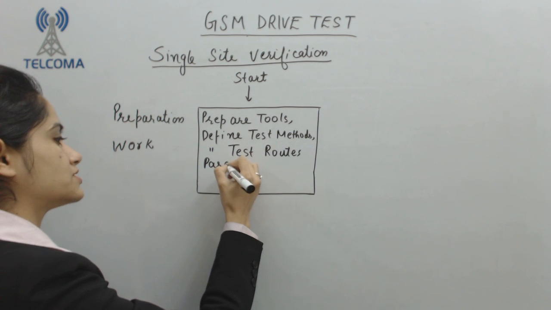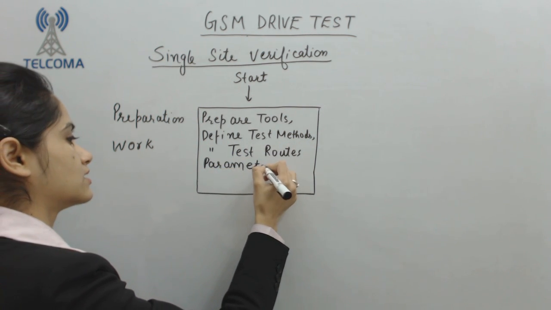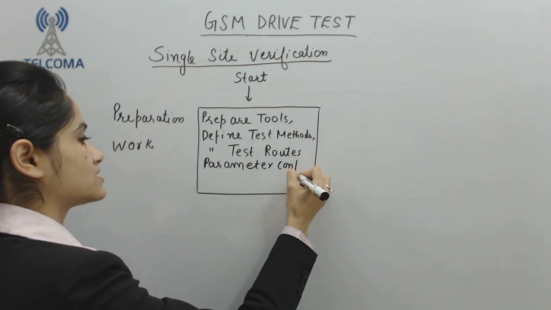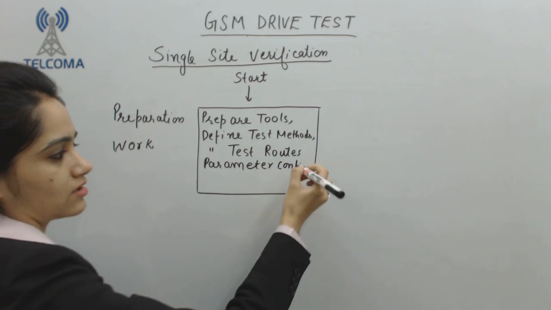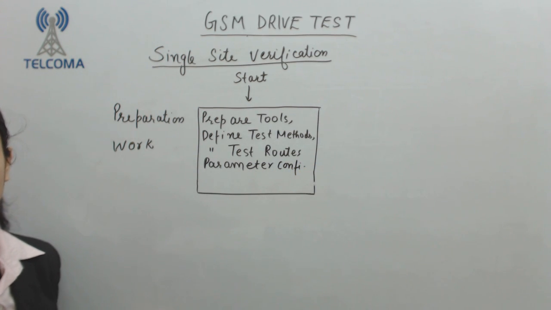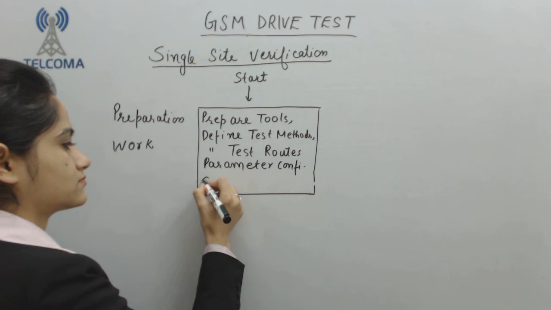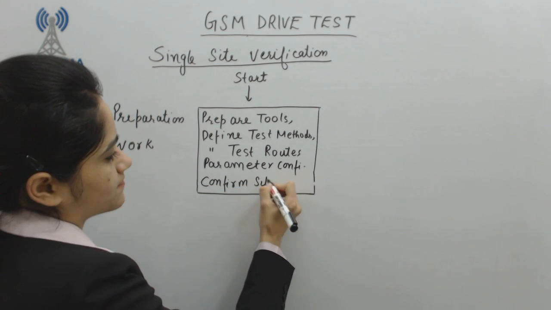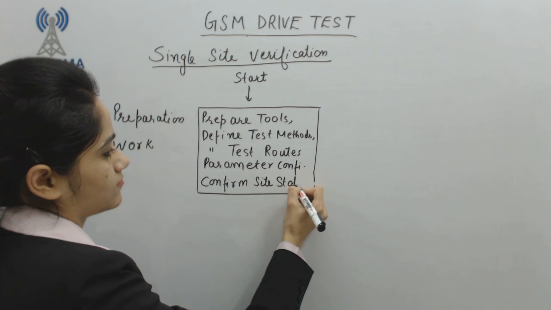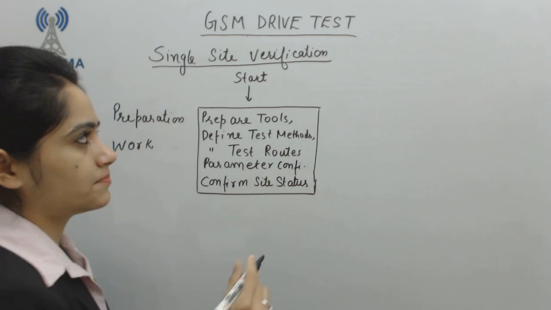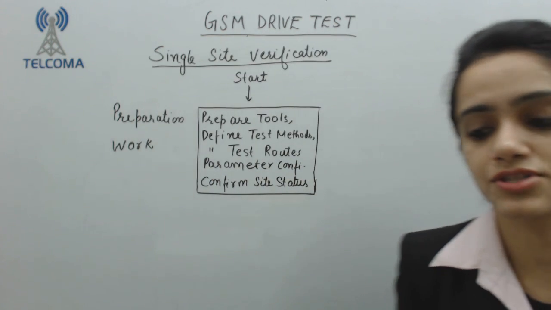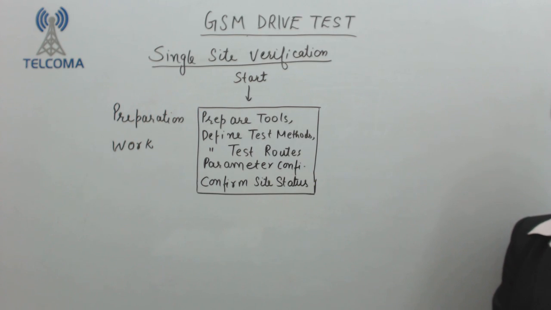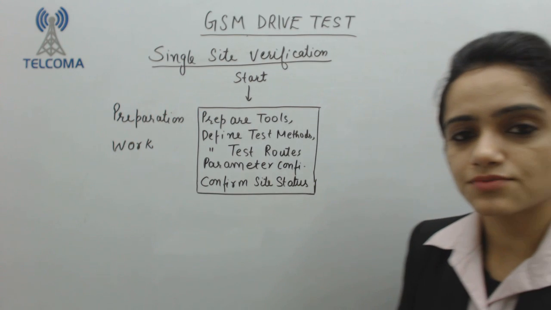After that, we require to check parameter configurations, that is, what configurations we have and have to check. Then we require to confirm site status. So this is our preparation work which we require to do before our drive test. Now let's move to the next, which is the single site verification phase.